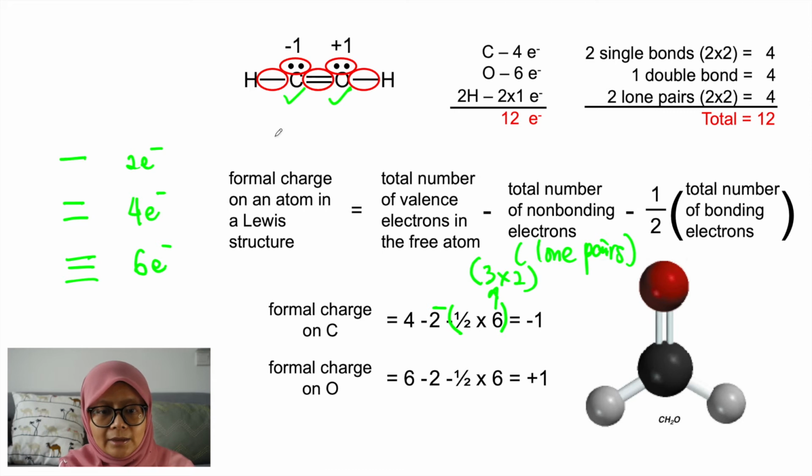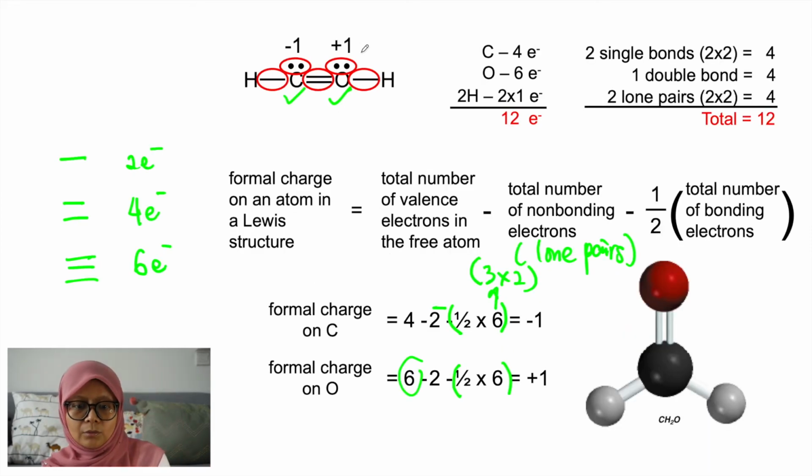Other than carbon, we have oxygen here. The valence electrons for oxygen is 6, minus the lone pair, the non-bonding electrons, which we have 2 here, minus half times 6, because we have 3 bonds surrounding the oxygen. This is +1. So this charge is -1 and this charge is +1. The total of the formal charges in this first skeletal structure is 0: -1 plus 1.